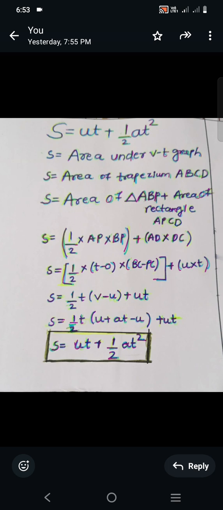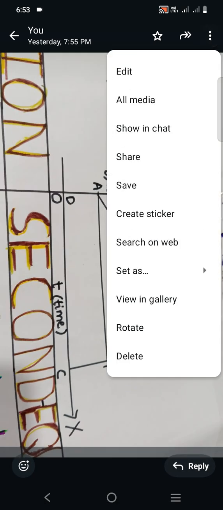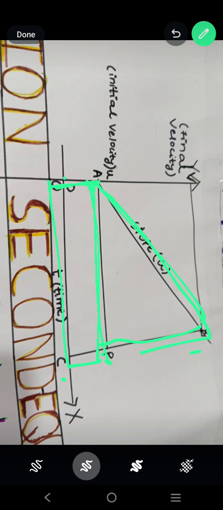This s is equal to ut plus half at square. Let me help you understand. See here in this particular graph, there is a triangle ABP, plus you have to find the area of rectangle ADPC. Now this is a trapezium, right? But in the second equation of motion you can use the area of a triangle plus the area of a rectangle.